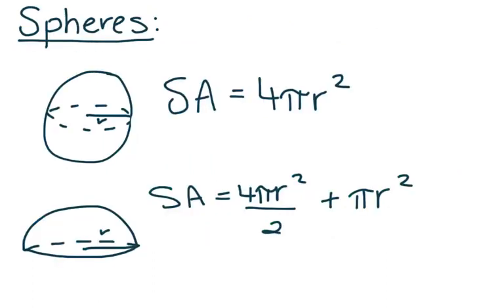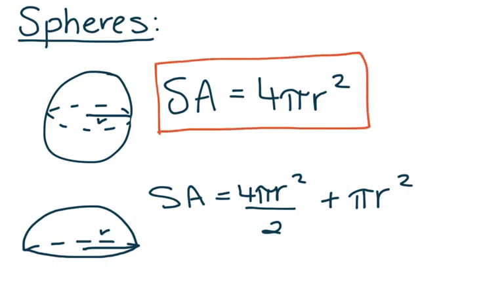The last one is spheres. So the last shape is spheres that we're looking at. So I've got a full sphere, and the formula for a full sphere is 4 times pi times the radius squared. And for a hemisphere, when we're doing surface area, if we just halve the whole sphere, we would end up with that curved surface.